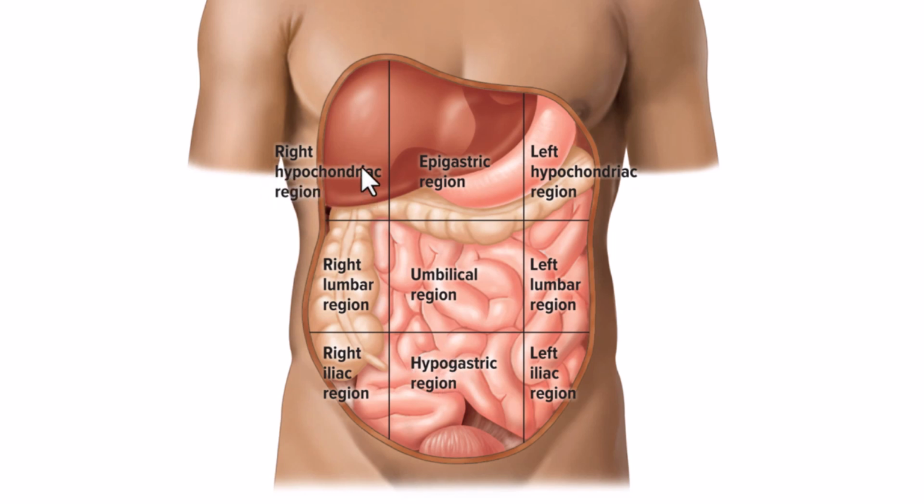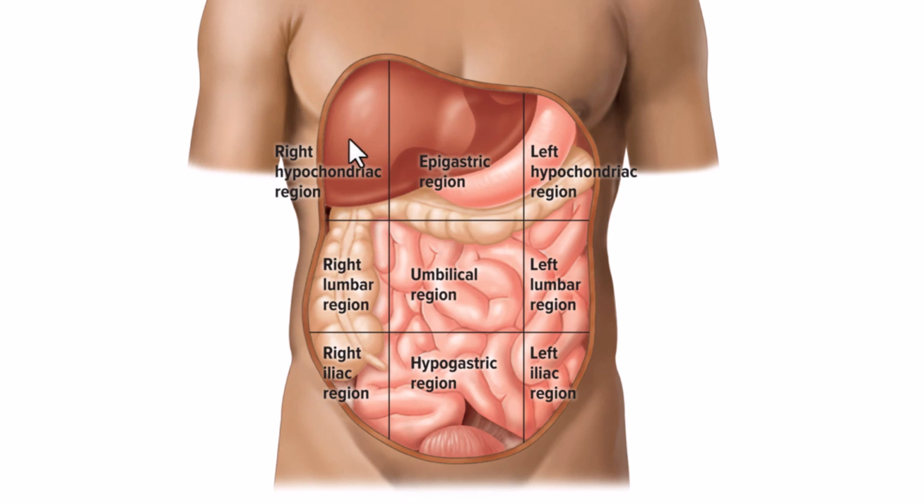Hypochondriac, chondro, actually means cartilage. So this means below the cartilage. What cartilage, you might be asking? We're talking about the cartilage that connects the ribs to the sternum in the chest area. So it's below that. Then we have our epigastric. Epi means upon or over. Gastro means stomach. So this is the area above the stomach. Then we have our left hypochondriac region.